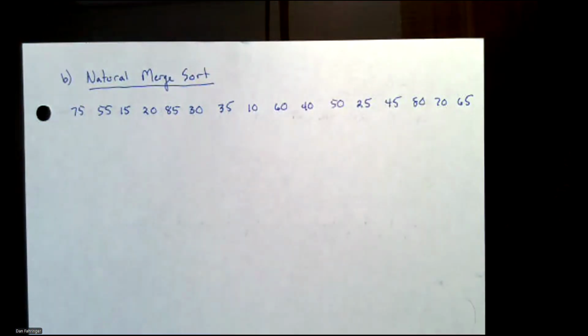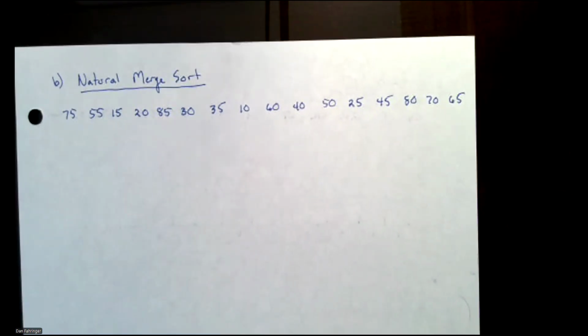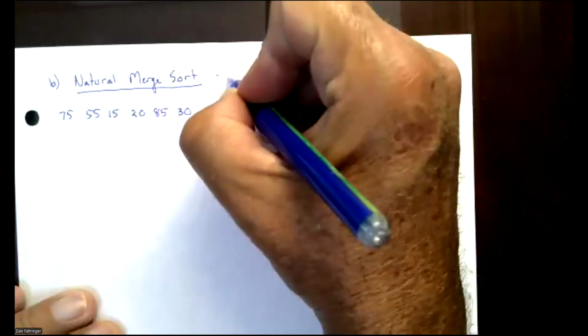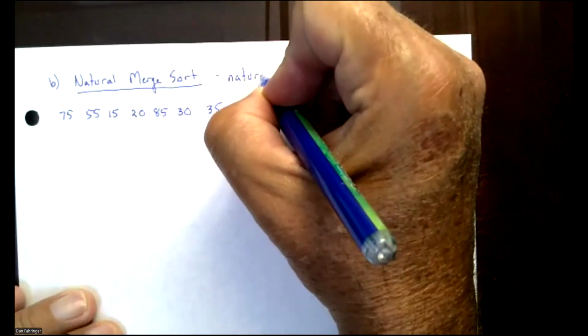Second type of merge sort. It isn't binary, but this time it's called the natural merge sort. And what we're going to do here is we are looking for natural runs.